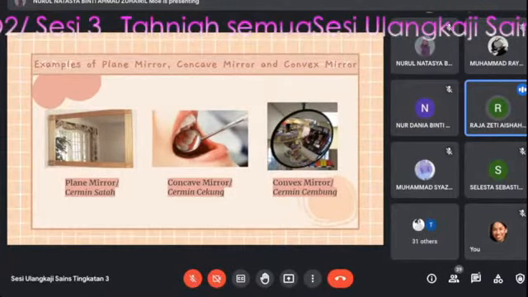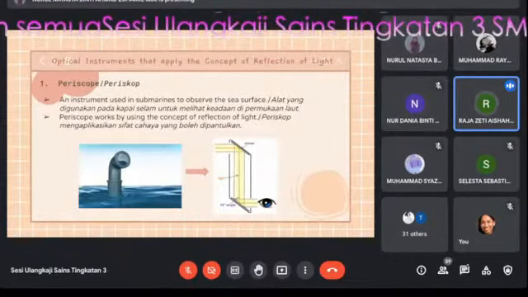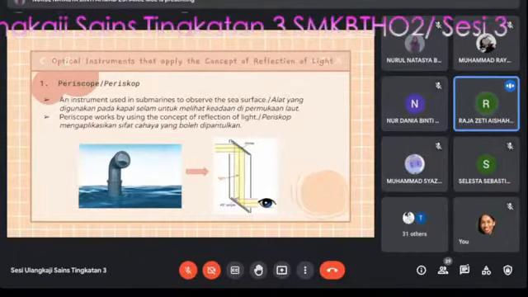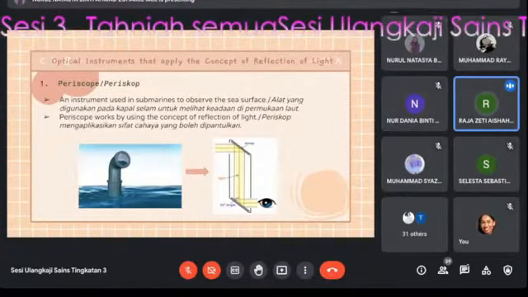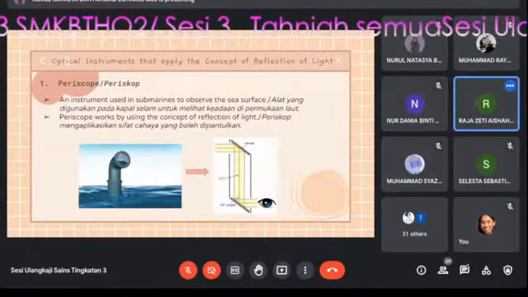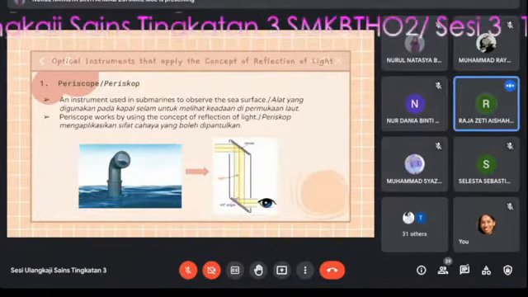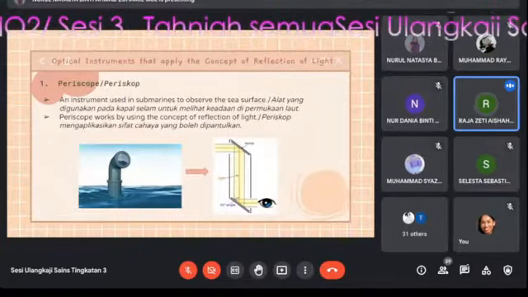Next is optical instruments that apply the concept of reflection of light. The first instrument is the periscope, which is an instrument used in submarines to observe the sea surface. It works by using the concept of reflection of light. Light from the sea surface hits the top mirror and is reflected, and then the light is reflected again by the second mirror, right into the eye of the observer.